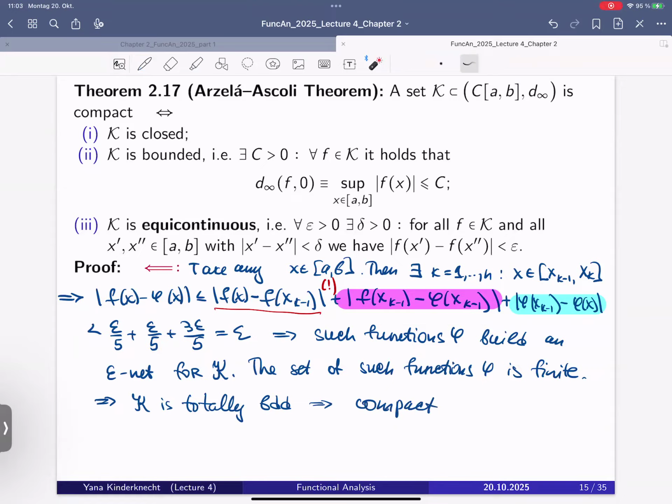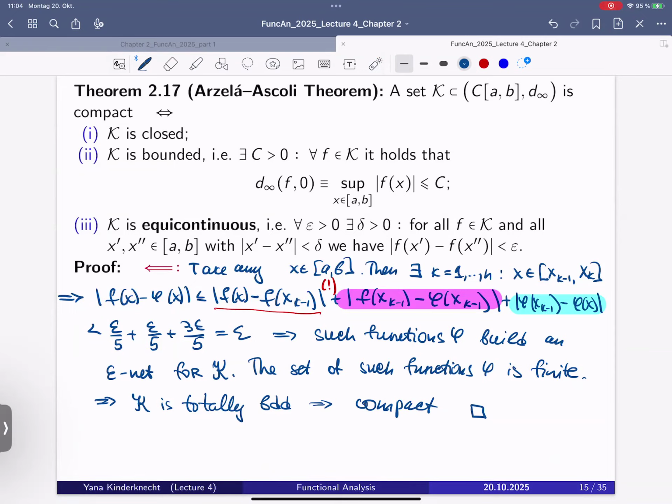Compact since it is also closed. Well, actually, this is the end of the proof. So you see, the proof is purely technical, not difficult, standard argumentation from mathematical analysis.